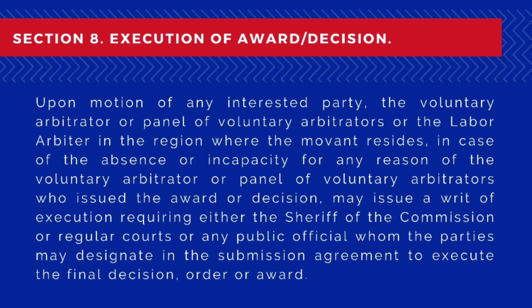Section 8. Execution of award or decision. Upon motion of any interested party, the voluntary arbitrator or panel of voluntary arbitrators, or the labor arbiter in the region where the movant resides, in case of the absence or incapacity for any reason of the voluntary arbitrator or panel of voluntary arbitrators who issued the award or decision, may issue a writ of execution, requiring either the sheriff of the commission, or regular courts, or any public official whom the parties may designate in the submission agreement, to execute the final decision, order or award.